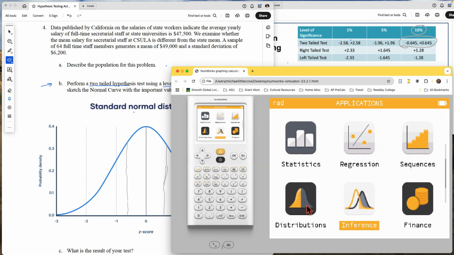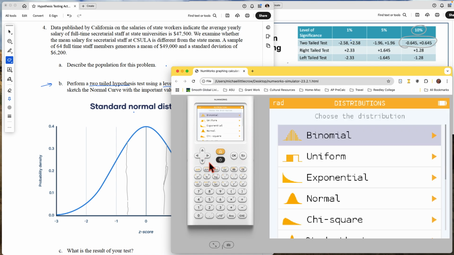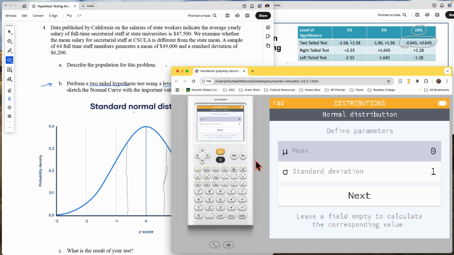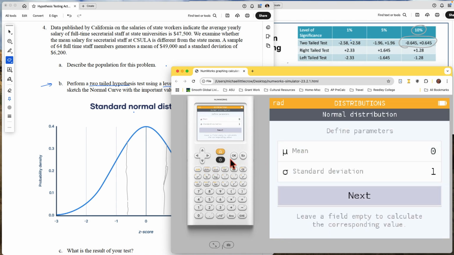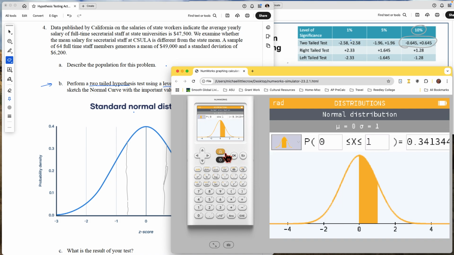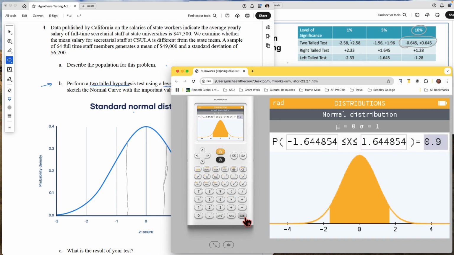So if it doesn't, this is a little bit of a side, we can always go to distributions. This is how we can figure it out. We're going to go to the normal curve. We are going to leave it as a standard normal, so 0 and 1. And then we're going to come over here and do a two-tailed, which means between. We're going to get the area between. And then instead of putting in numbers here, we're going to put in 90% in here, 0.9.